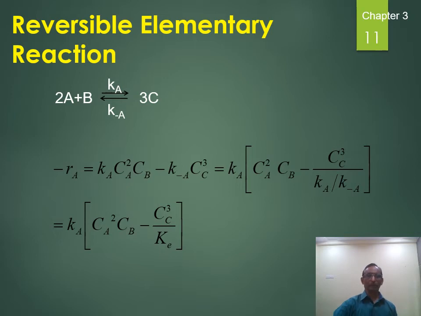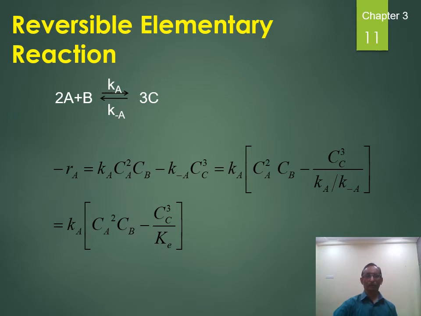In the second reaction, what happens? A is going to form, meaning plus RA. Plus RA equal to, it depends on the concentration of C. What is the reaction? 3C gives 2A plus B. So C is going to react for the formation of A and B in the reverse reaction. The rate constant is different, K minus A. So take care of that one.